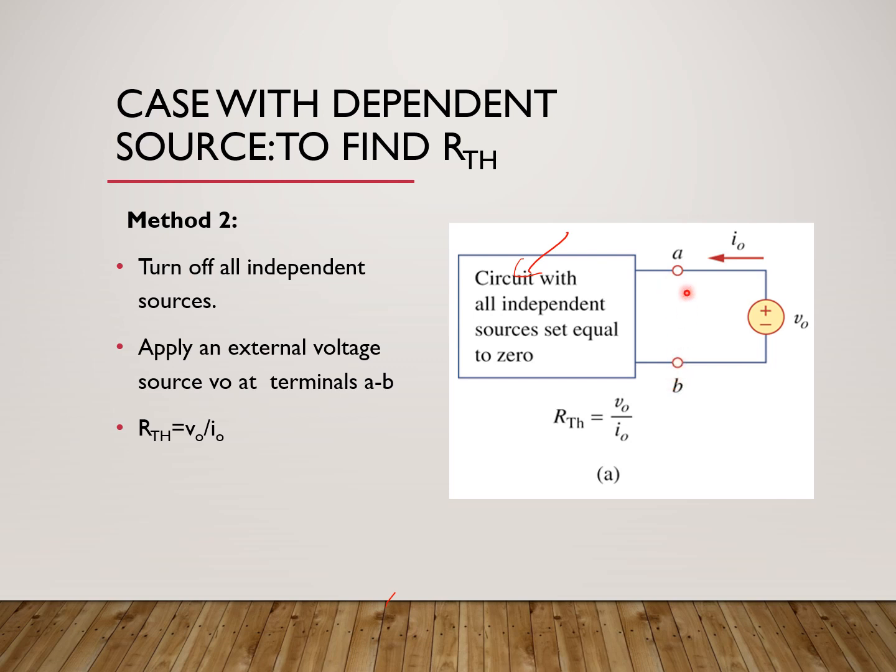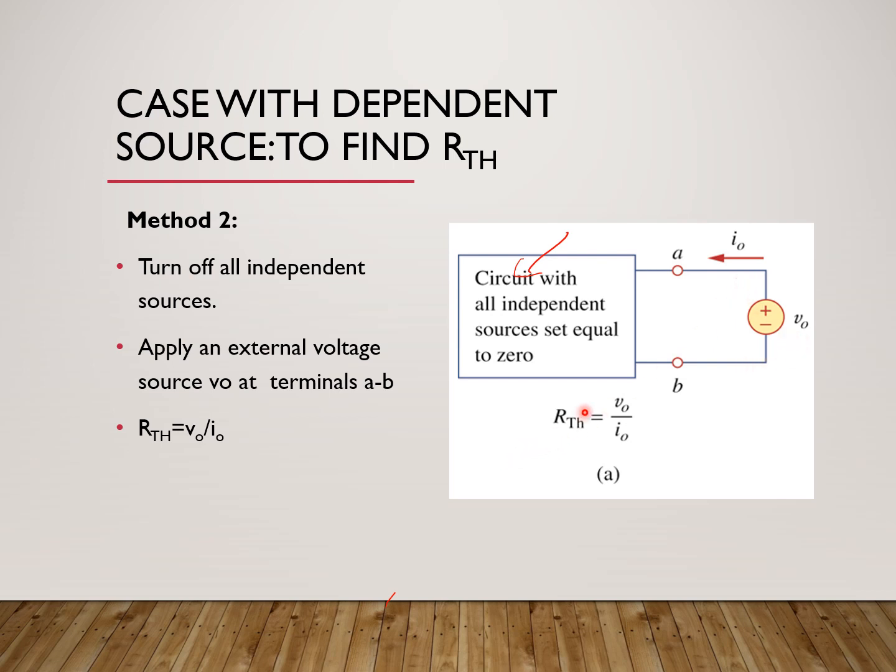At the load terminals, you apply an external known voltage, which is VO. VO could be any known voltage value, 1 volt, 5 volt, etc. Find out the current drawn by this circuit, IO. Since this circuit has all the independent sources made equal to 0, only the voltage source which we have applied here remains. So obviously the equivalent resistance should be equal to VO divided by IO.